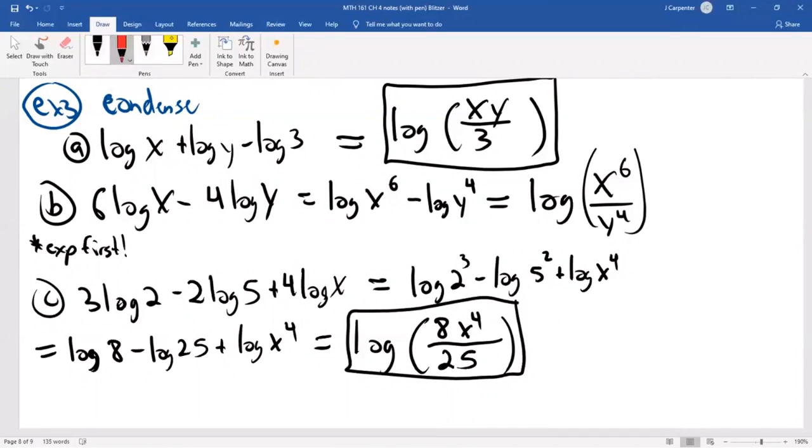And again, if you had gone straight from here to the condensed version, you'd get the log of 2 cubed times x to the 4th over 5 squared. That's not simplified. There's no reason to have 2 cubed in an answer. There's no reason to have 5 squared in an answer. That's why we need the 8 and the 25.